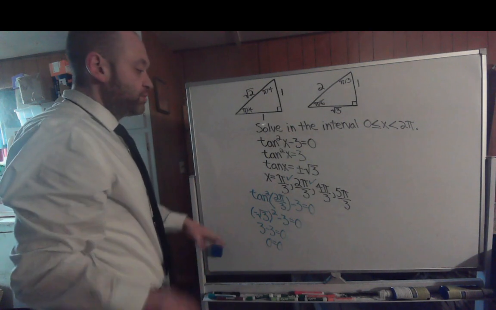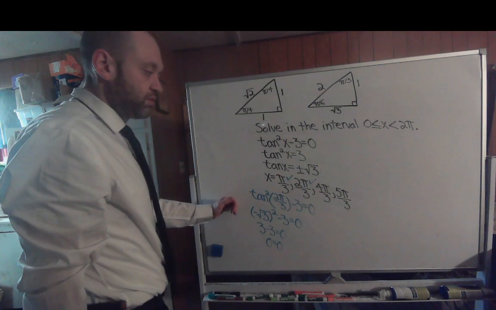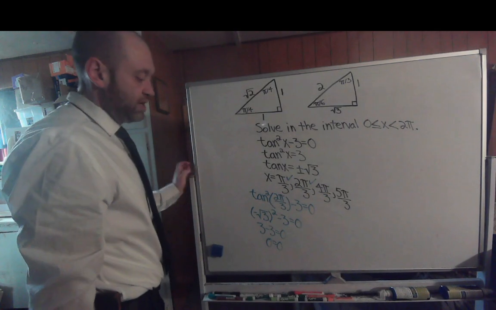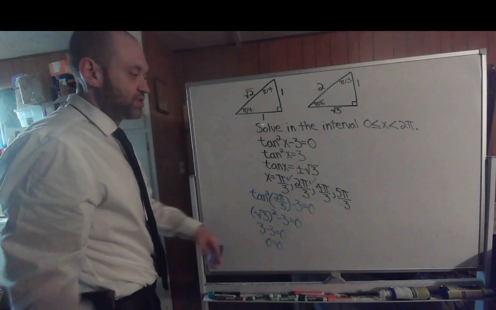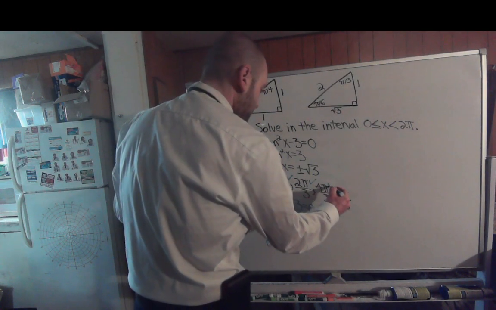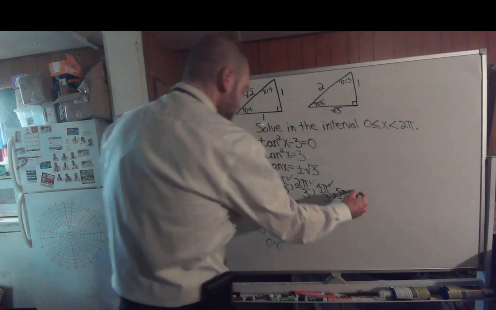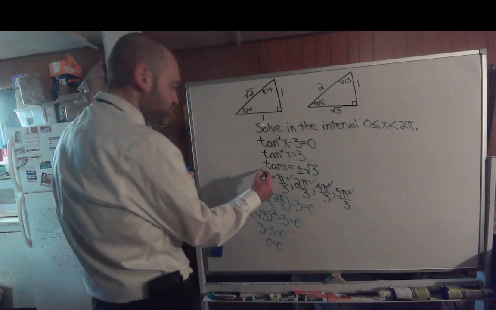In fact, if we do 4 pi over 3, guess what? You're going to get the same result. However, it's in the third quadrant, so it'd be positive square root of 3 squared, which would be 3, minus 3 is 0. And then 5 pi over 3 is in the fourth quadrant, where you would get negative square root of 3 squared again, still giving you 3 minus 3, which is 0.